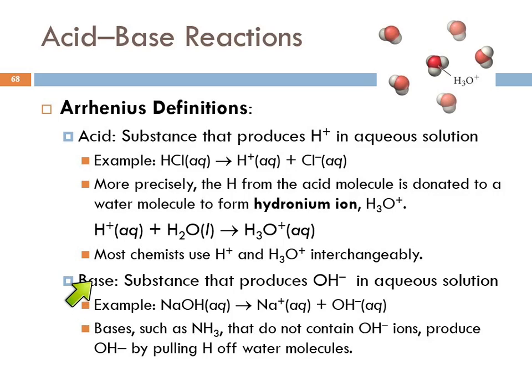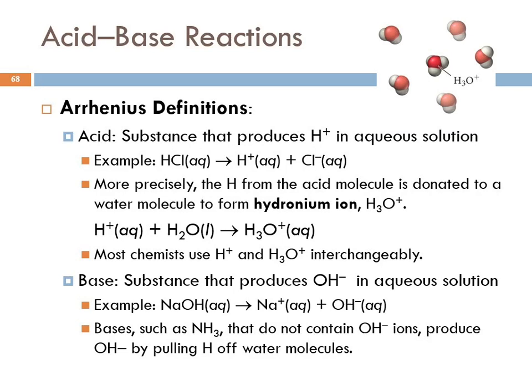And then what's a base? A base is a substance that produces hydroxide ions in aqueous solution. So if we look at things like sodium hydroxide, which is an ionic compound that's soluble in water, it's very easy to see how this produces hydroxide ions. It just dissociates into its ions, sodium ion and hydroxide ion. But then there are other bases, such as ammonia. Ammonia is a base, but it doesn't have hydroxide ions in the molecule, so then what does it do? It produces hydroxide ions by pulling hydrogen off of water molecules.